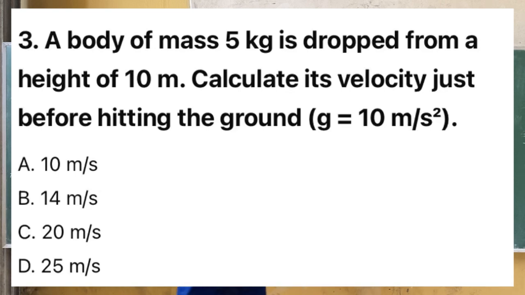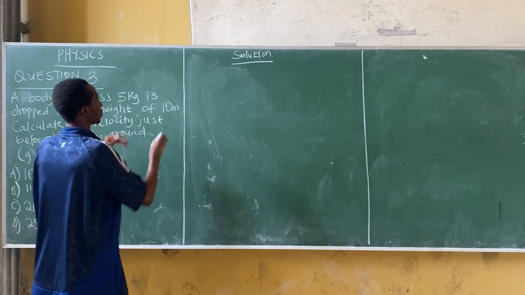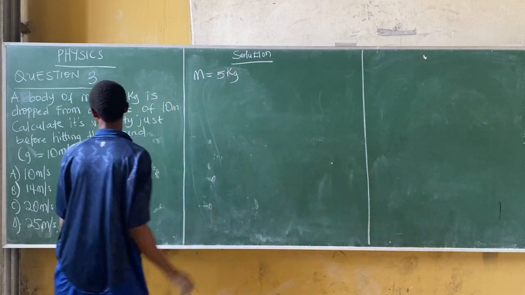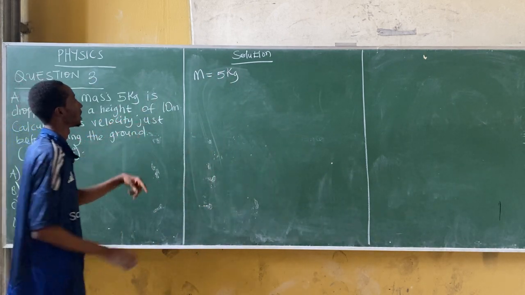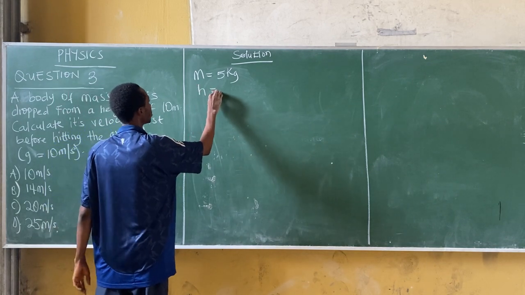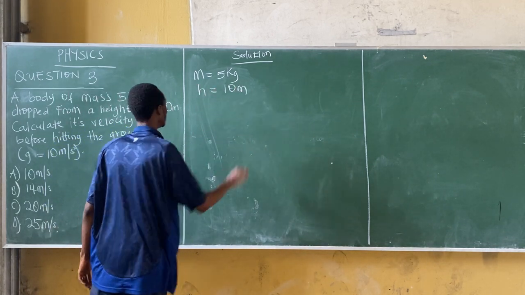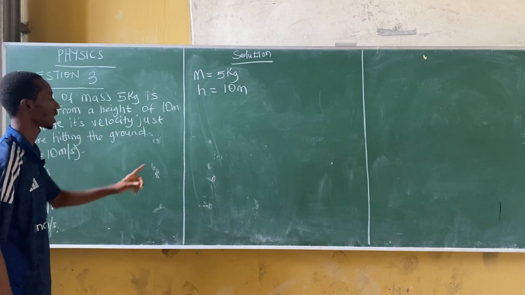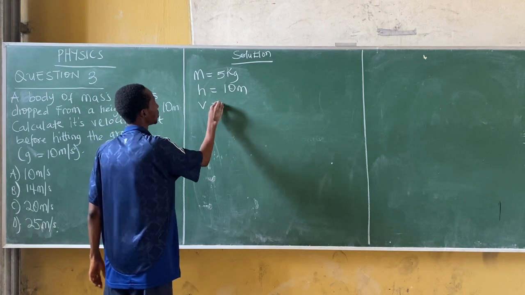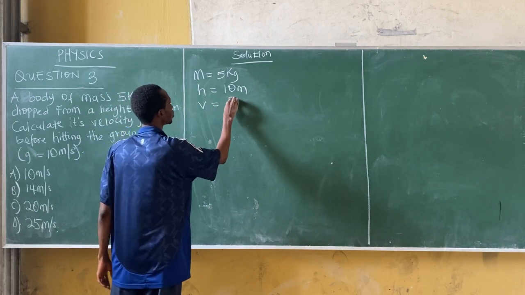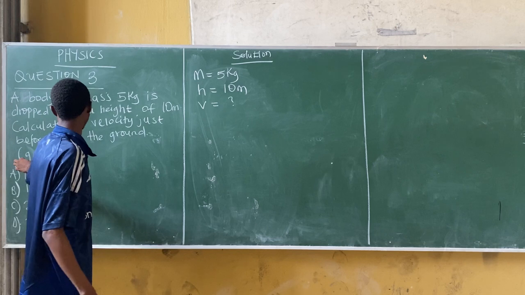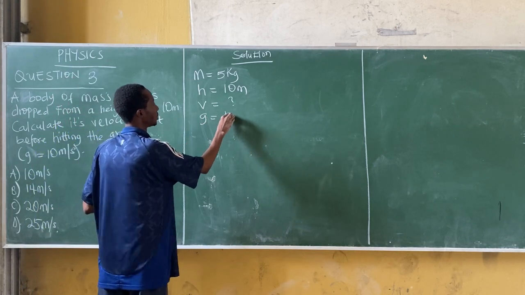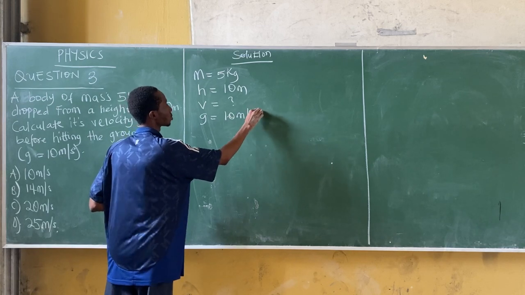Solution. From the question, we are given mass. So we have mass to be 5 kg. They say it is dropped from a height of 10 meters. They gave us height, h, to be 10 meters. They say we should calculate its velocity just before hitting the ground. So velocity, that is the final velocity, we don't know. They gave us acceleration due to gravity, g, to be 10 meters per second squared.